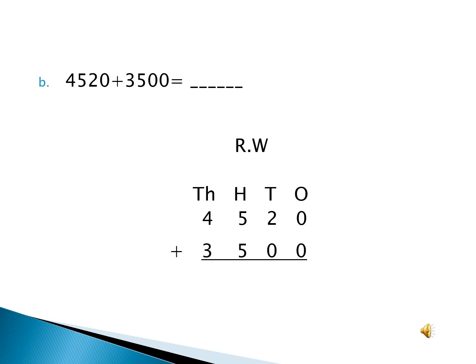0 plus 0 is 0. Tens column, 2 plus 0 is 2. Come to hundreds column, 5 plus 5 is equal to 10. So we will write 0 in hundreds column and 1 will be carried to thousands column. 1 plus 4 plus 3, that is 8. So the answer is 8,020.